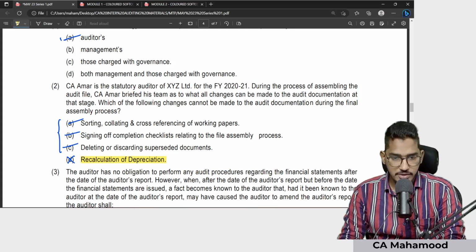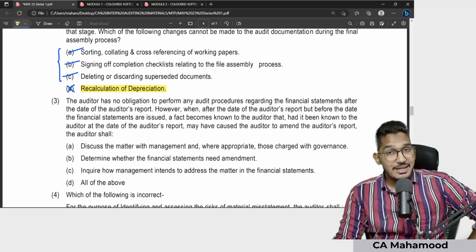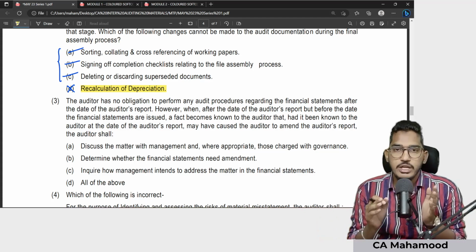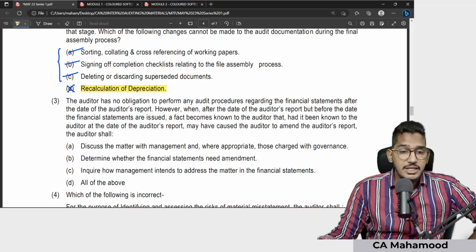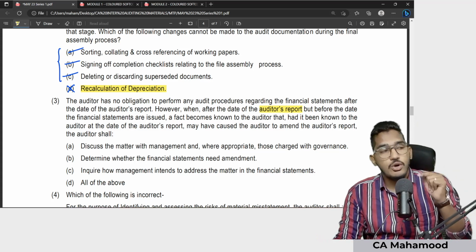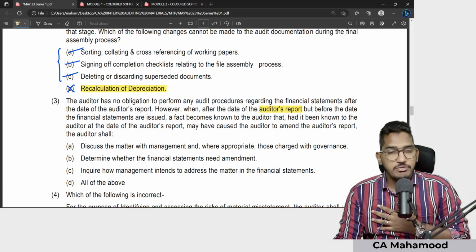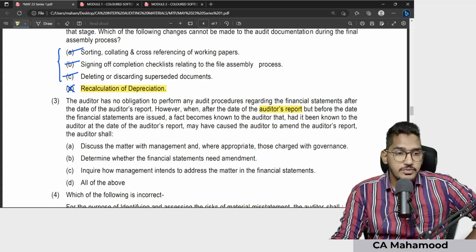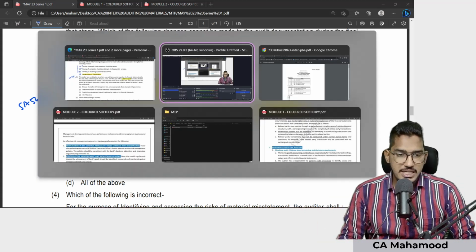Next one. Let us have a look at the third question. The auditor has no obligation to perform any audit procedure regarding the financial statements after the date of the auditor's report. Generally, once you sign the audit report, you don't have any responsibility to perform extra audit procedures. However, after the date of the auditor's report but before the financial statements are issued, a fact becomes known to the auditor that, had it been known at the date of the auditor's report, would have caused the auditor to amend the report. Then what shall the auditor do? Guys, this question is from SA 560. I will show you the paragraph also from where this question has been tested.